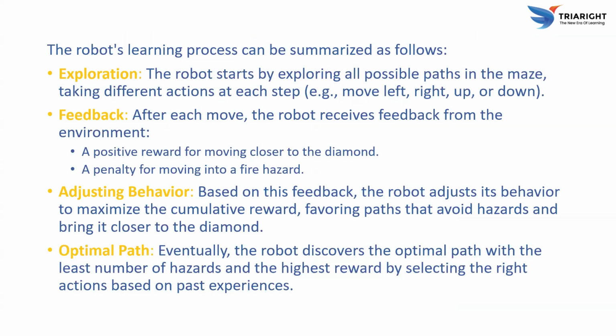Feedback. After each move, the robot receives feedback from the environment. Okay, if you're taking a correct path you get a reward, and if you're choosing the wrong path you get a penalty. So a positive reward for moving closer to the diamond, and a penalty for moving into the fire hazard. Okay, so adjusting behavior based on this feedback, the robot adjusts its behavior to maximize the cumulative rewards, favoring paths that avoid the hazards and bring it closer to the diamond. So optimal path: eventually the robot discovers the optimal path with the least number of hazards and the highest reward by selecting the right action based on past experience. So this is the overall behavior.